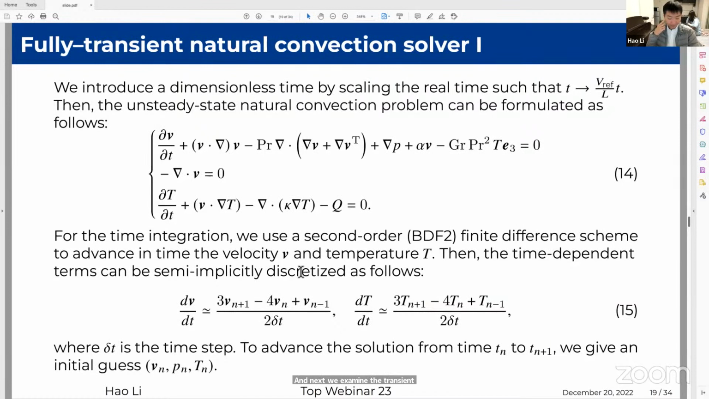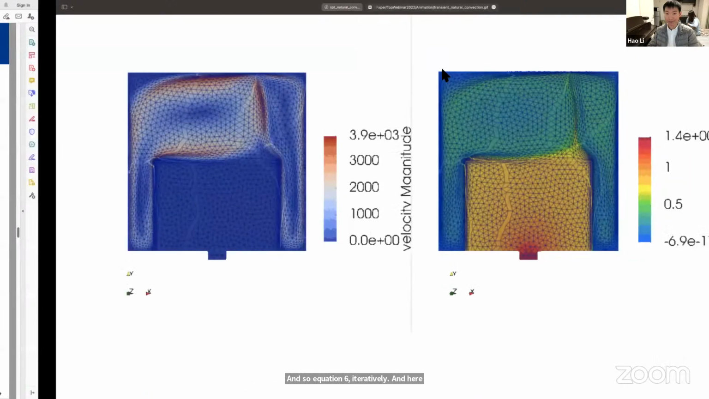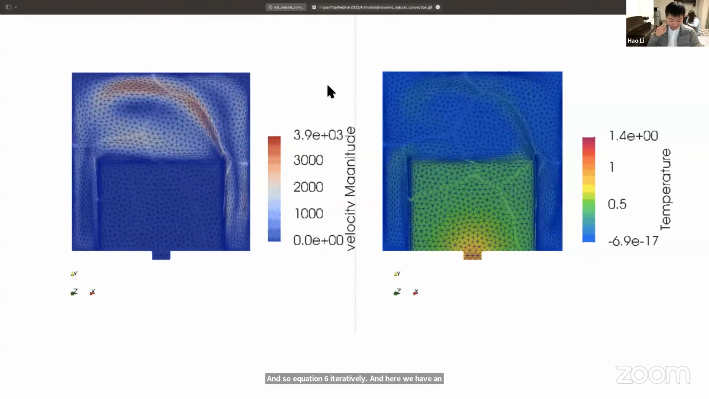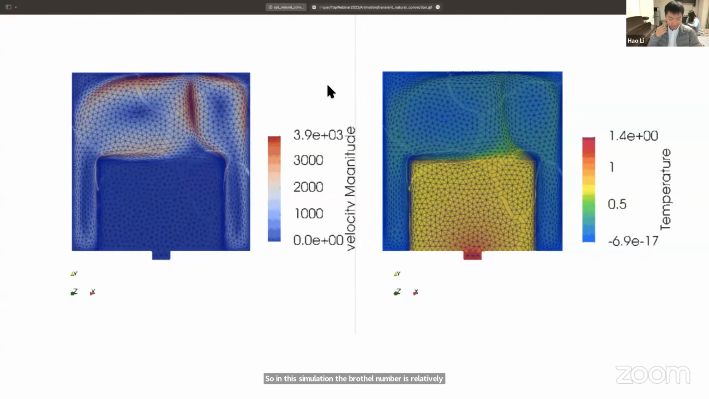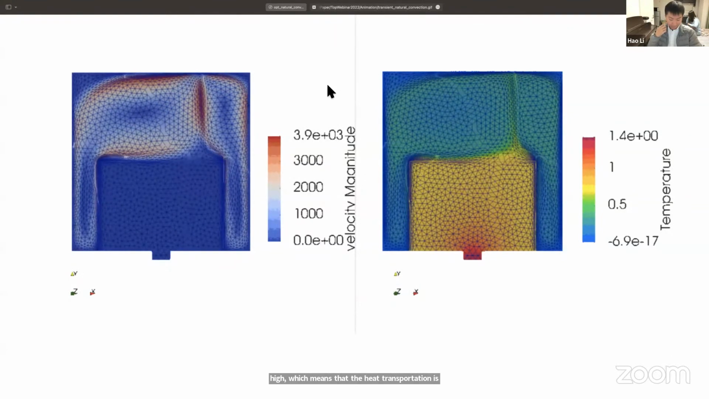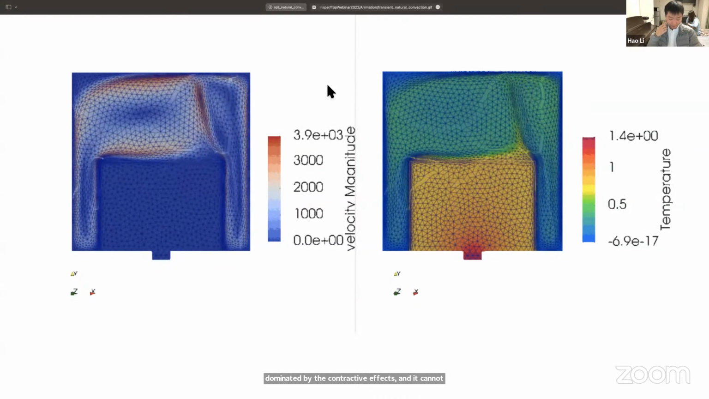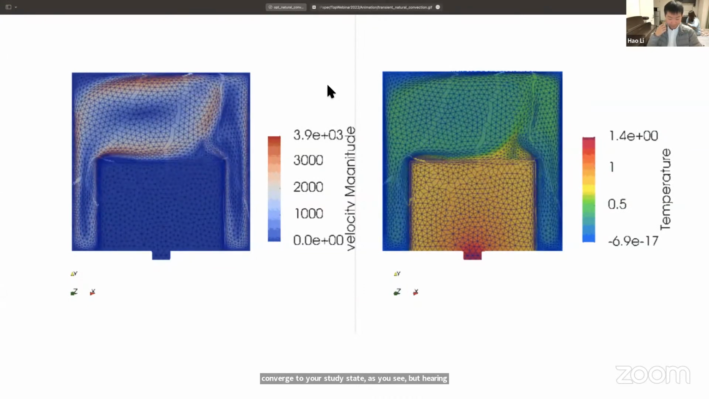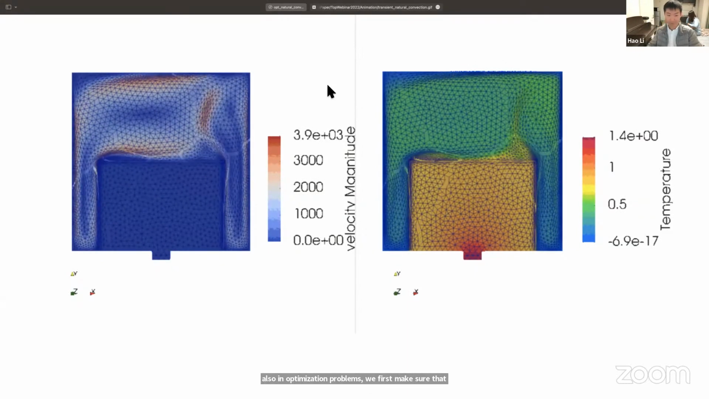To do this, we use a second-order finite difference scheme and construct the Newton sequence and solve equation 6 iteratively. And here we have an animation to show you. So in this simulation, the Grashof number is relatively high, which means that the heat transportation is dominated by the convective effect, and it cannot converge to a steady state, as you see. But hereinafter, in the optimization problem, we first make sure that the problem can converge to a steady state, and then we can make the steady state assumption.